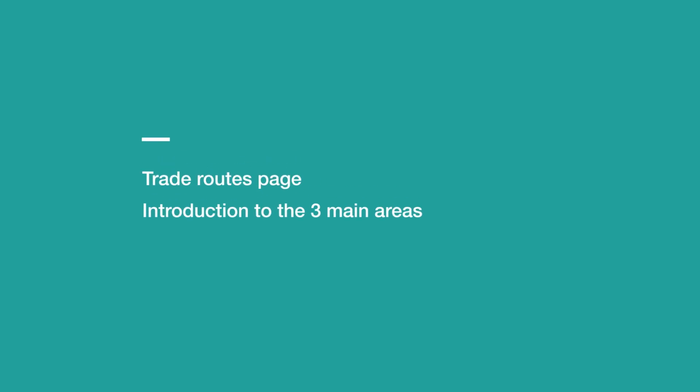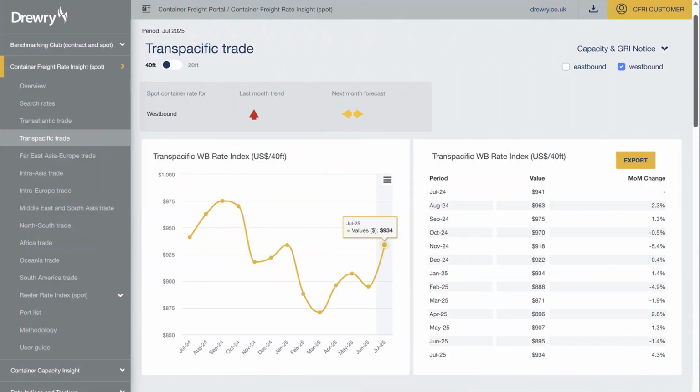Each trade route page is broadly broken down into three main parts: their respective freight rate indexes and forecasts, port-to-port rates within that trade, and the latest capacity and GRI notices that may affect freight rates on that route. To explore each of these areas further, let's take a look at the Trans-Pacific trade.